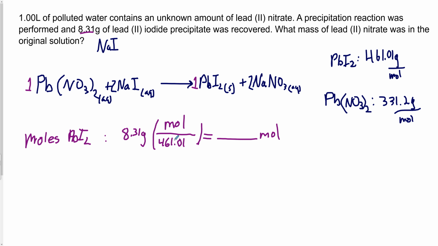I'm just going to grab my TI calculator here. 8.31 divided by 461.01 gives me, and I'm just going to write this down. I'm going to keep the number in my calculator, but I'm not going to write all of it. So 0.018 moles of PbI2.